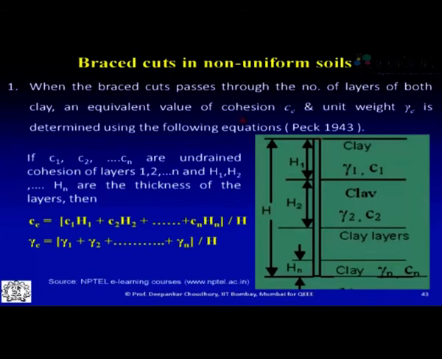Now this braced cut, if it goes through the non-uniform soil, how to analyze? It is quite possible that it may go through, because it is a deep excavation we are talking about, it may go through several different types of soil layers.